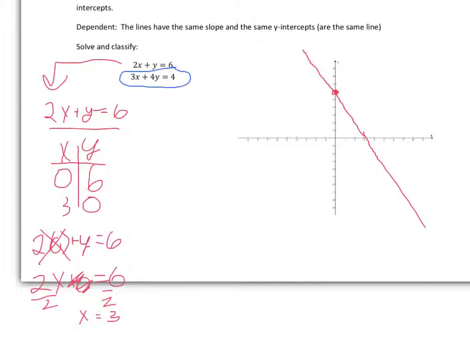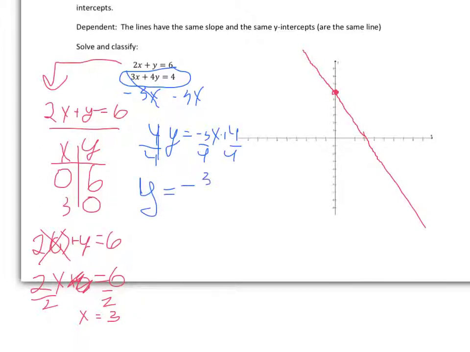Well, the second one here, I'm going to solve for y, just to give you a little bit different flavor. So if I subtract 3x from both sides, we get cancellation here, so we get 4y equals negative 3x plus 4. Divide everything by 4. These cancel, so we get y equals negative 3/4 x plus 1. Okay, so we have our y-intercept at 1. We go down 3, 1, 2, 3, and over 4. Then draw the line that goes through these 2 points right here.